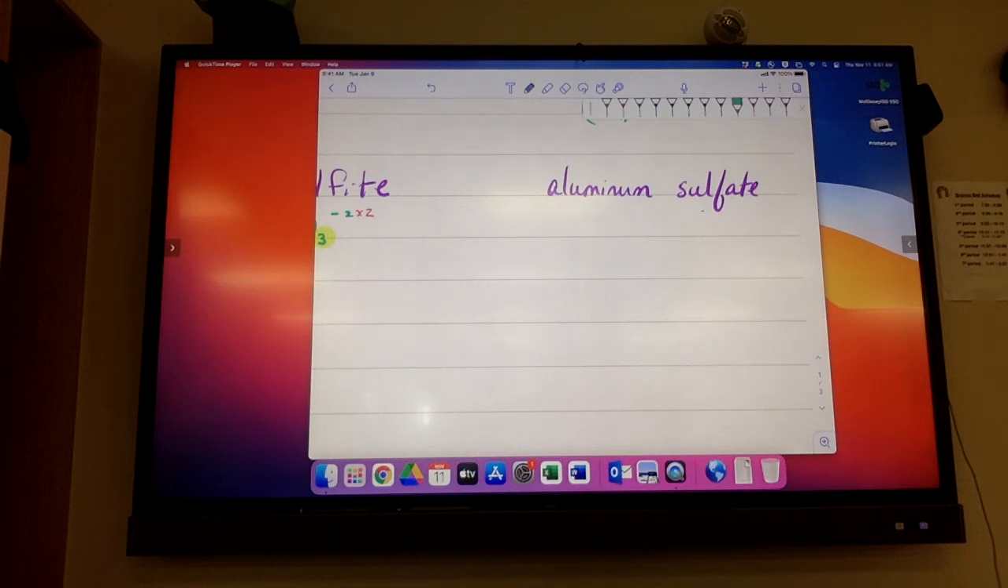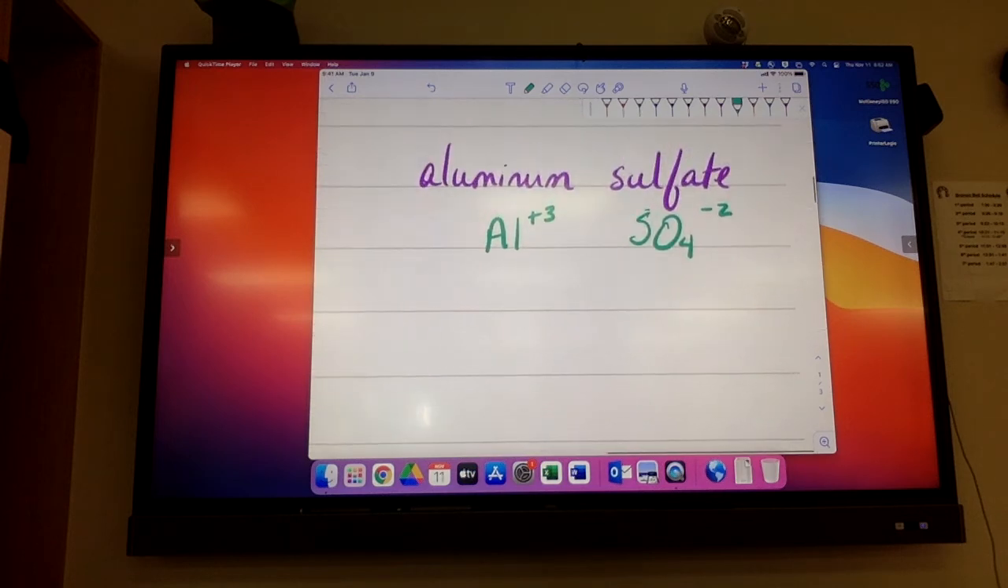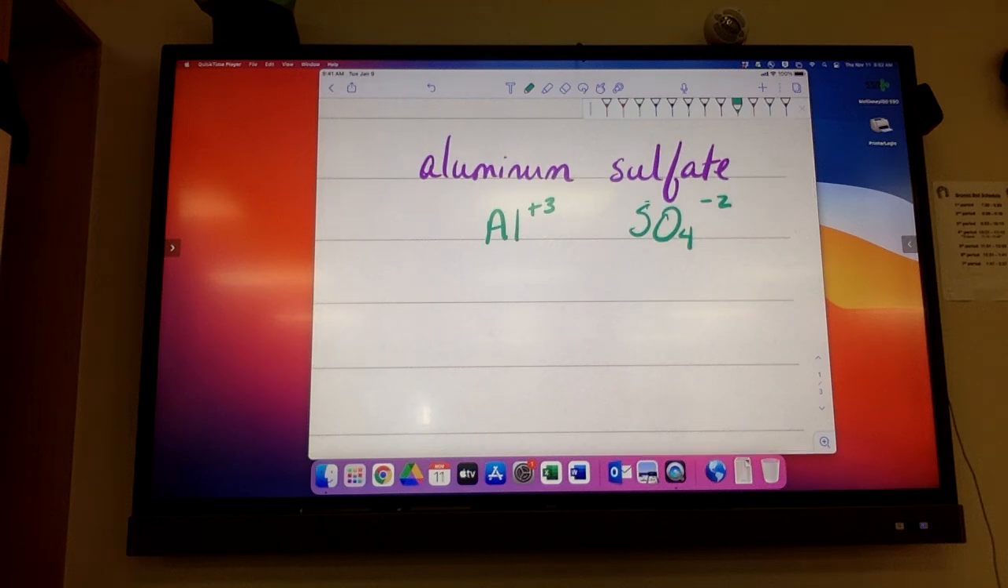Aluminum is a +3. Sulfate, SO4 -2. What do I need to do to make this neutral? Aluminum by 2 and sulfate by 3.